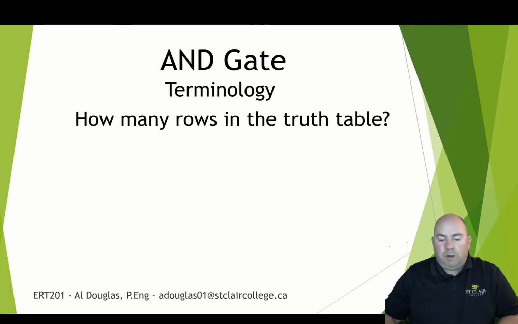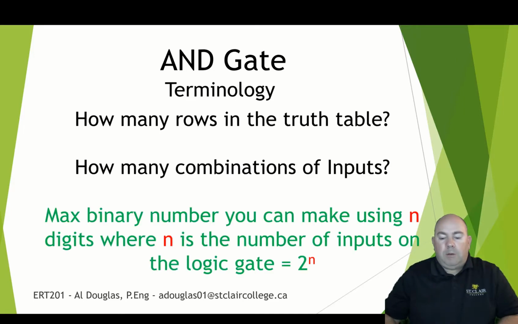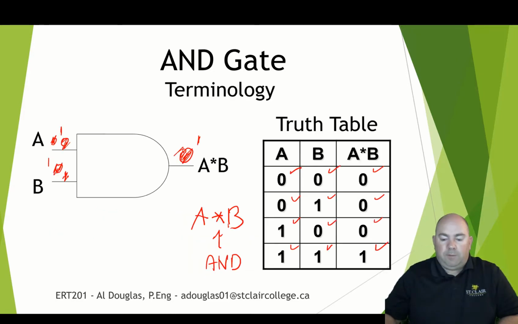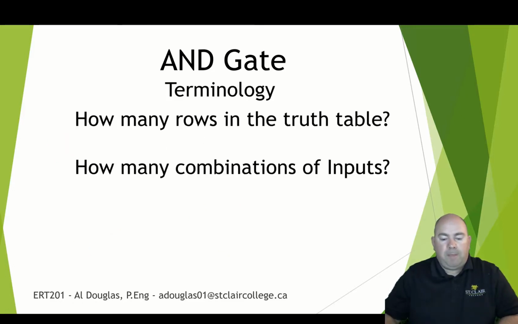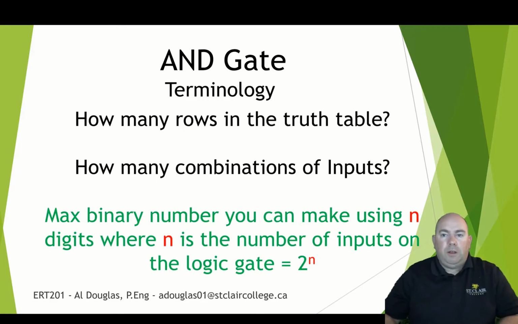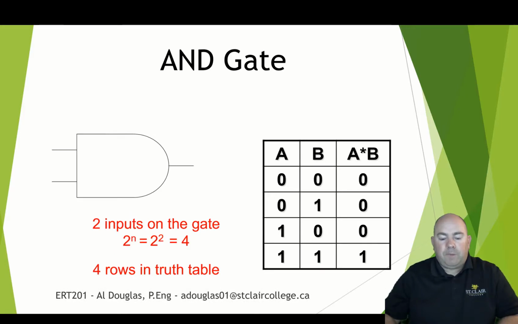Now how many rows do we get in our truth table? It is based on how many combinations of inputs you have, or basically how large of a binary number you can create with that many bits. You'll notice there are two inputs, 2 to the power of 2 is equal to 4. So 1, 2, 3, 4 lines in the truth table are required. That's basically how many combinations of inputs you can create. That's what we're showing here.